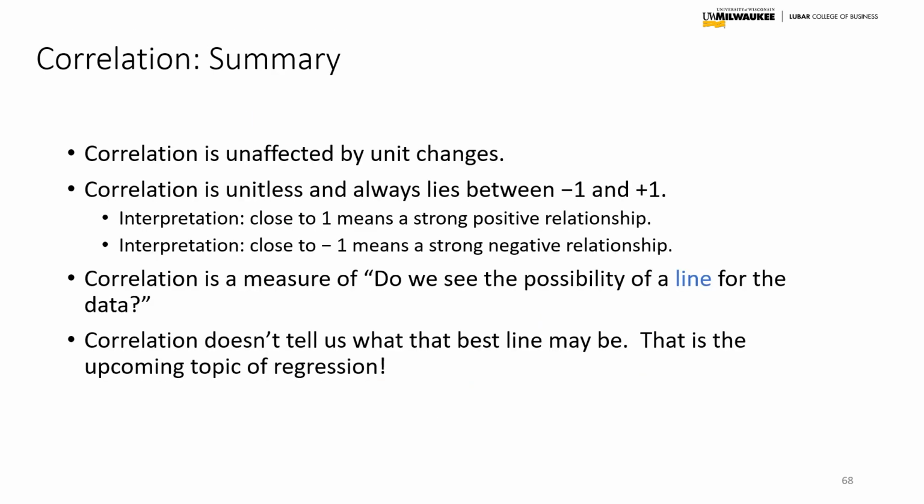Let me summarize. Correlation is unaffected by unit changes. That's because it's based on standardized values. As a unitless measure, it always falls between -1 and +1. The closer it is to +1, the stronger the positive relationship. The closer it is to -1, the stronger the negative relationship. Correlation is a measure of, do we see the possibility of a line for the data? Correlation doesn't tell us what the best line may be. That is the upcoming topic of regression.